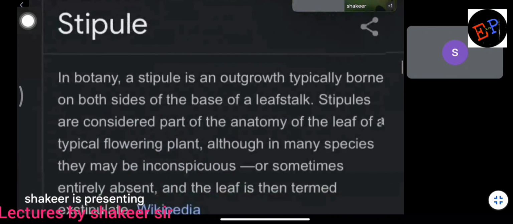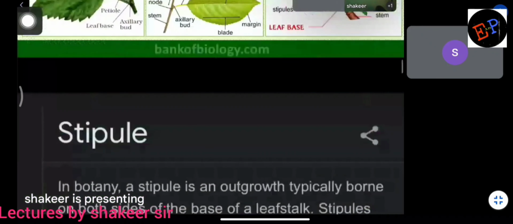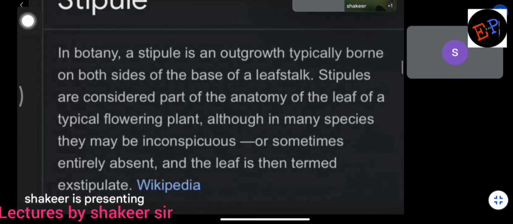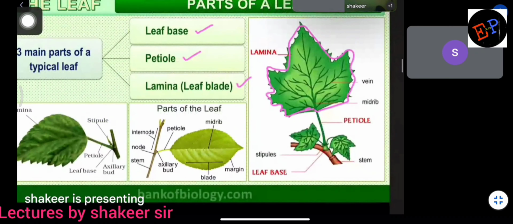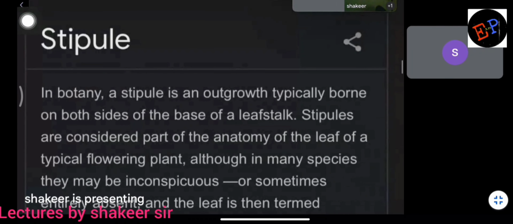Sorry, not petiole, stipule. So stipules are also leaf-like appendages. They too appear like leaves, and they are present on both sides of the node from which a leaf originates. These additional structures we call stipules. Are you able to understand? So petiole is different, and stipule is different.